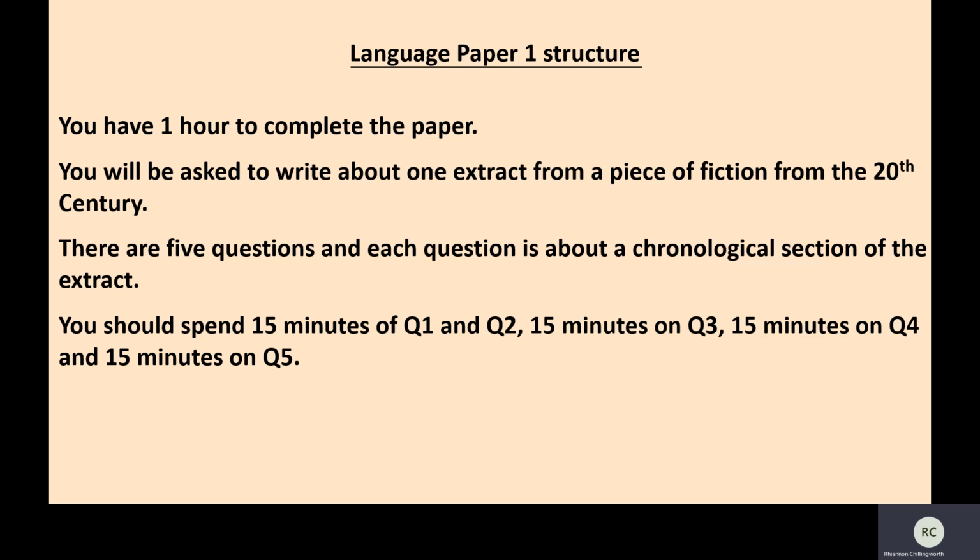Again, remember you have 1 hour to complete this paper if you were going to do it from start to finish in one go, rather than in 3 sections like we've been doing this week. You'll be asked to write about 1 extract from a piece of fiction from any point in the 20th century. There are 5 questions and each question asks you to work chronologically through the extract. You should spend 15 minutes on questions 1 and 2, 15 on 3, 15 on 4, and then finally 15 minutes on question 5.